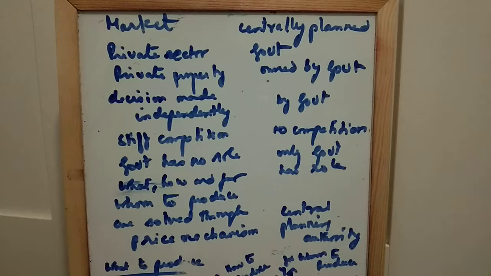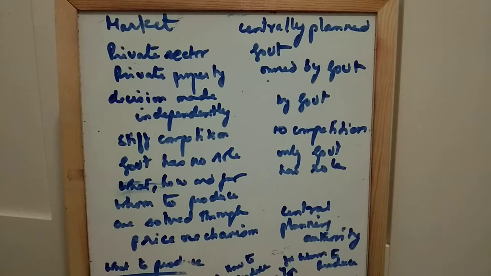In market economy, there is stiff competition among the producers, among the firms. In centrally planned economy, since it is owned only by the government, there is no competition. There is no element of competition. Under a market economy, government does not play any role. In centrally planned economy, government plays the complete role because it's the owner, operator, and it decides what to produce, how much to produce.